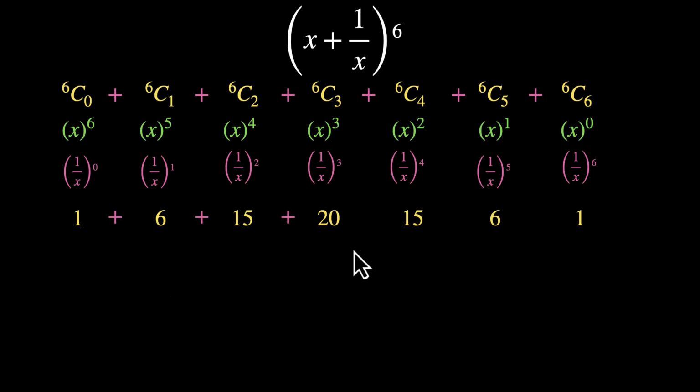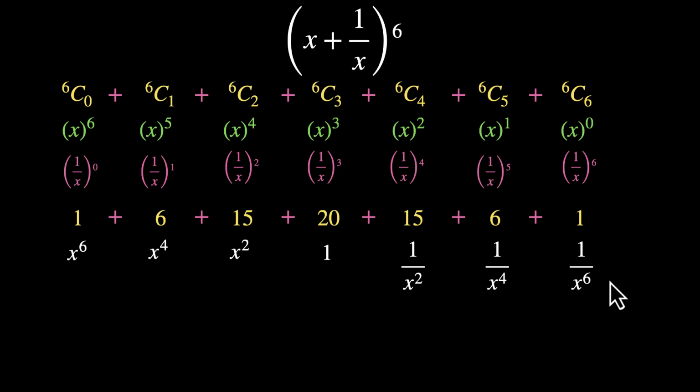Adding the plus sign, x^6 times (1/x)^0. This is 1, so what we get is x^6. Then we have x^5 times (1/x)^1, which means we're dividing x^5 by x^1. This is x^4, then x^4 by x^2, that's x^2, then x^3 by x^3, that's 1, x^2 by x^4, that's 1/x^2, x by x^5, that's 1/x^4, and then x^0 by x^6, that's 1/x^6.